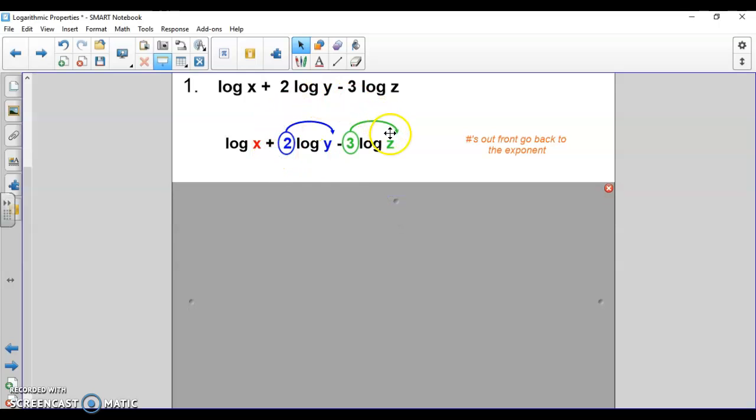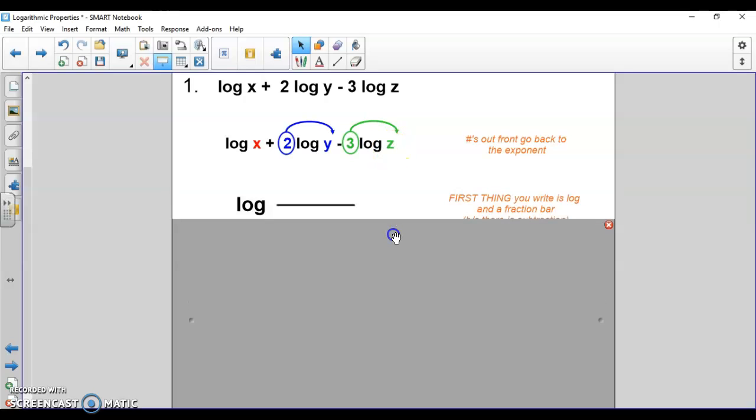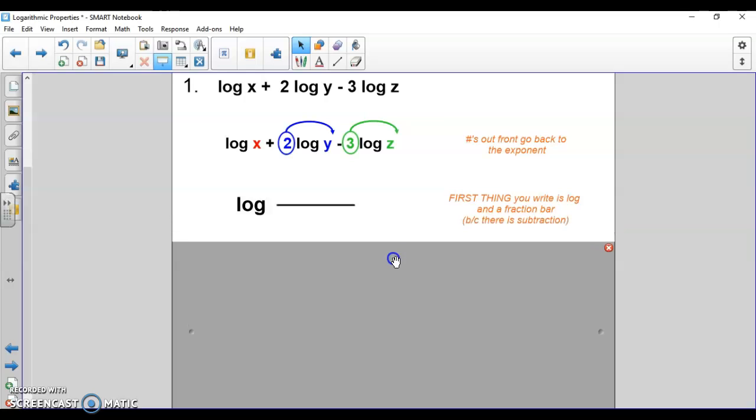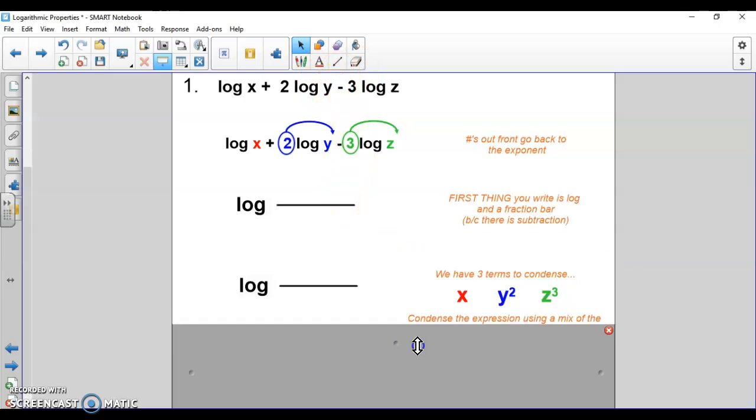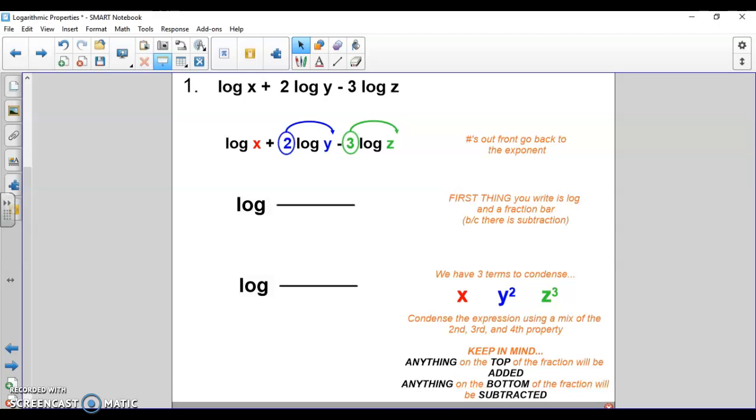You move the exponents back. Numbers go out front, go back to the exponent. You can do that in whatever steps you want. I'm combining it. The first thing I write in these problems is log and then a fraction bar. I know I have a fraction bar because there is subtraction involved. So that means something's on the bottom. And then I just put everything where it needs to go. So we'll look at my final answer here in a second.